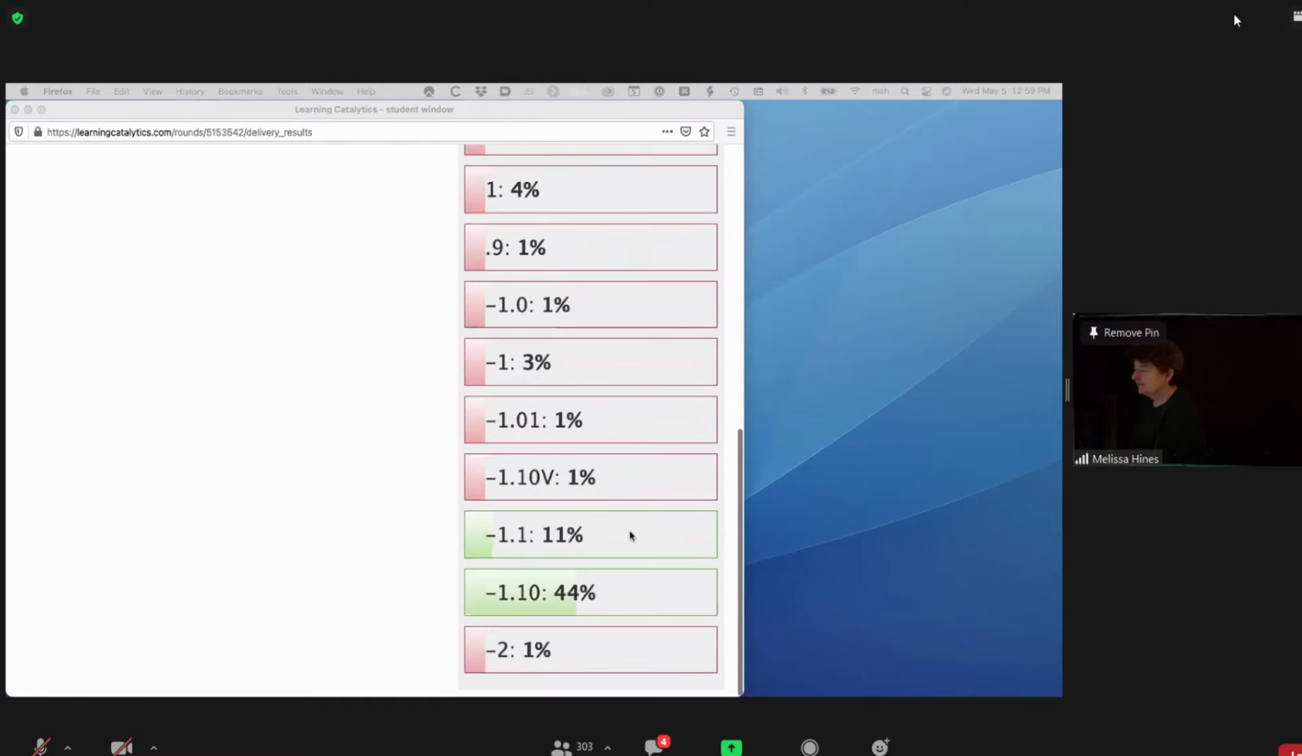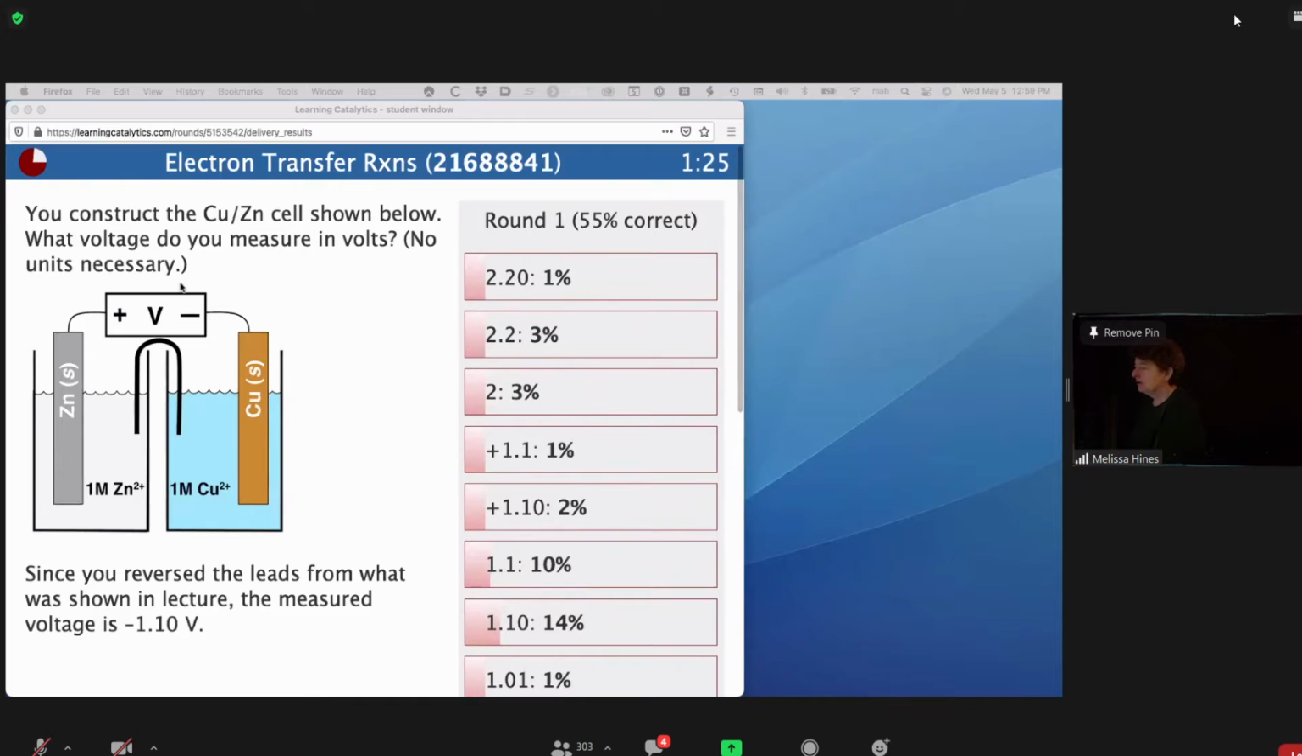Okay, so 55% of you got it correct and said negative 1.10 volts. What happened is the only thing that you did here is you flipped the terminals on your voltmeter. You just plugged the wires into the opposite terminals, and so nothing changed about the experiment. The electrons still go from the zinc to the copper. It's just that now that you've reversed this, the sign of your measured voltage changes.